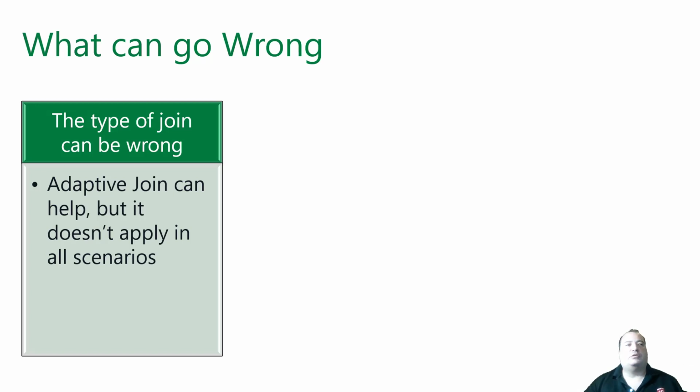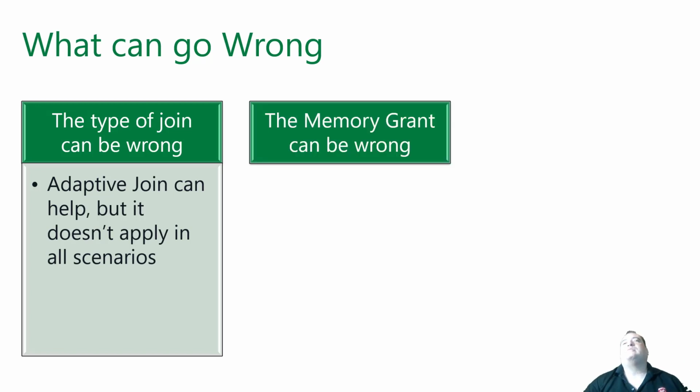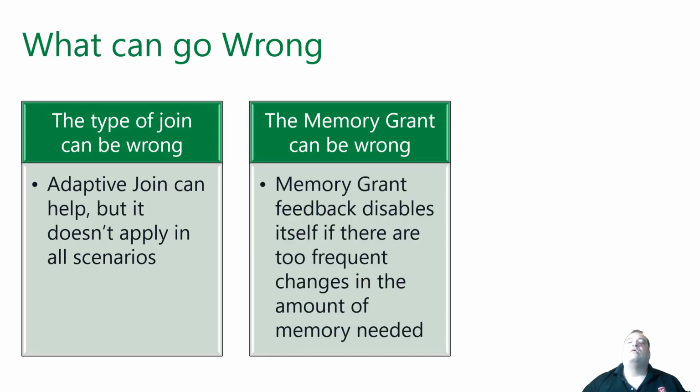That's an improvement, but this was not the only problem caused by parameter sniffing. Memory grant can go wrong. For one parameter value, a small amount of memory may be enough. For another parameter value, a huge amount of memory would be needed. Again, trying to work around this scenario, Microsoft created a feature called memory grant feedback.